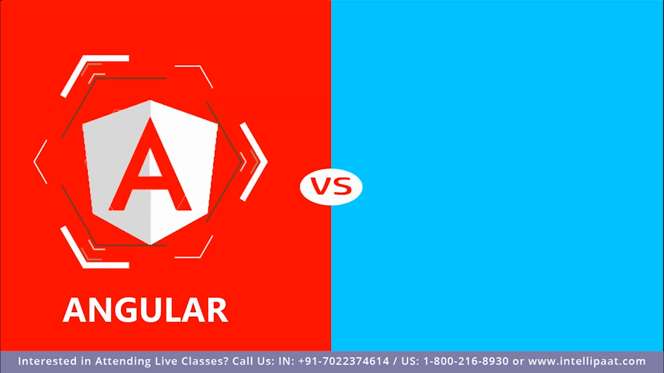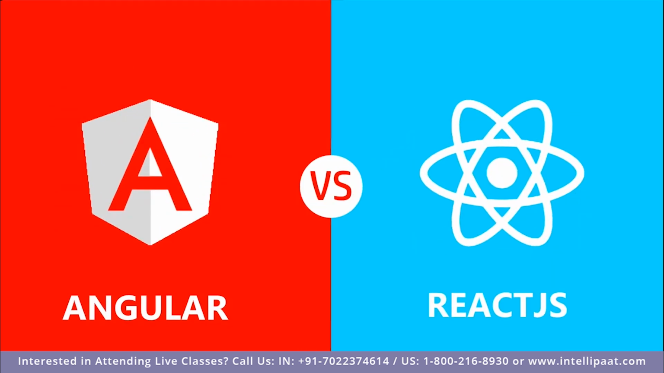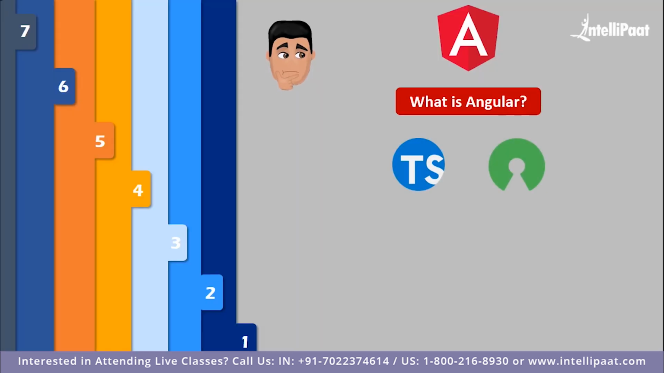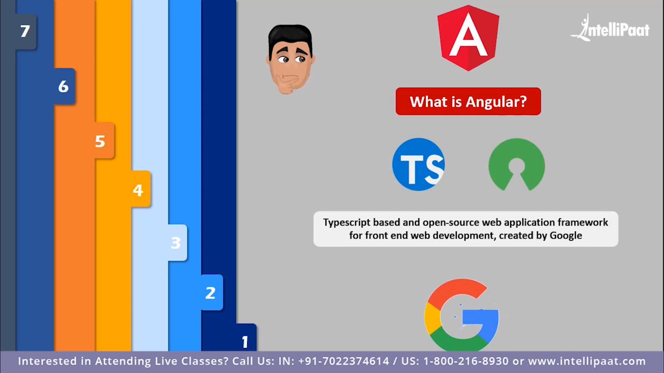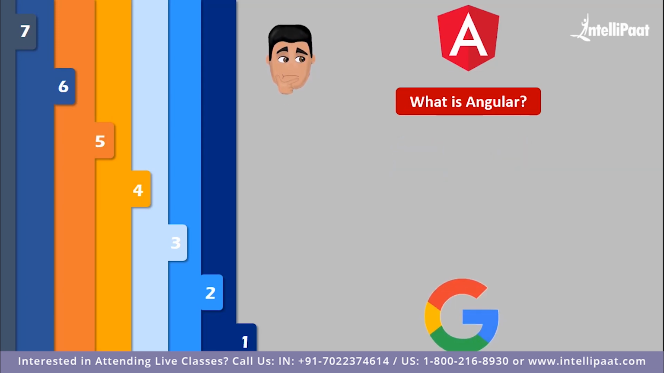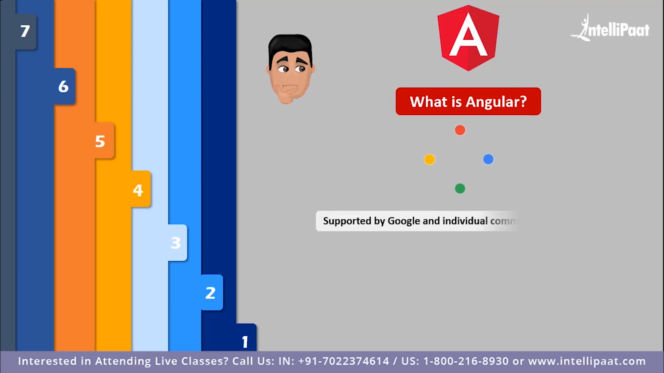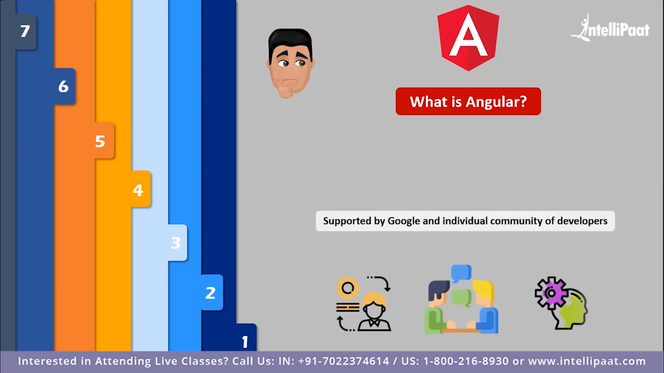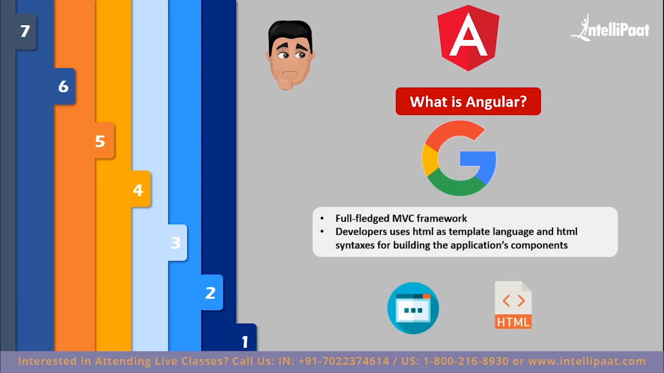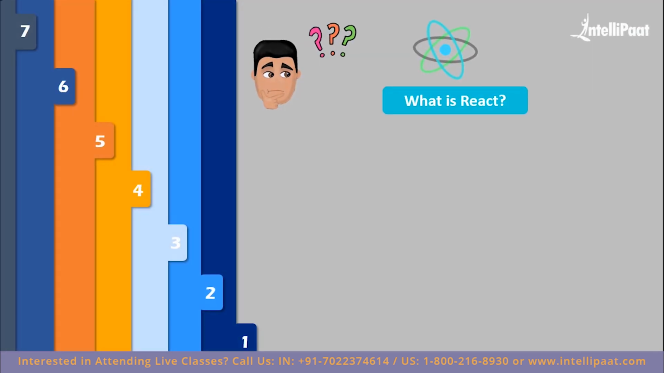So guys, as we discussed, we are going to have a glimpse over both of these technologies. First, what exactly is Angular? So guys, Angular is nothing but a TypeScript based open source web application front-end development framework, right? Since Angular was originally created by Google, it is actively supported by Google and an individual community of developers as well. It is a full-fledged MVC framework, or in other words, you can say it is a fully featured JavaScript framework which helps to develop dynamic web applications. In Angular, developers use HTML as template language and HTML syntaxes for building the application's components, right?